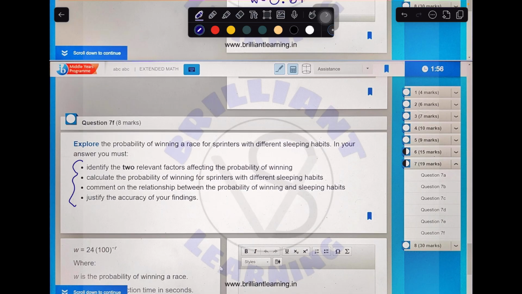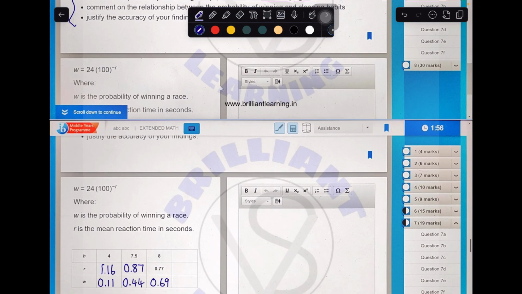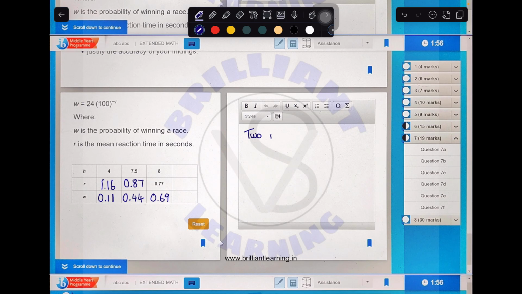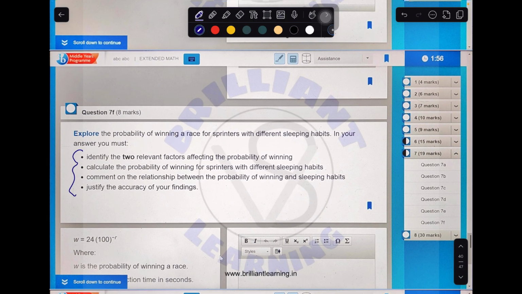So identify the two relevant factors affecting the probability of winning. Okay, so the two relevant factors, reaction time and sleep time. Okay, so that would also get you part of your marks. What else do we need to look at? So calculate, okay, we've done that. Comment on the relationship between the probability of winning and sleeping habits.